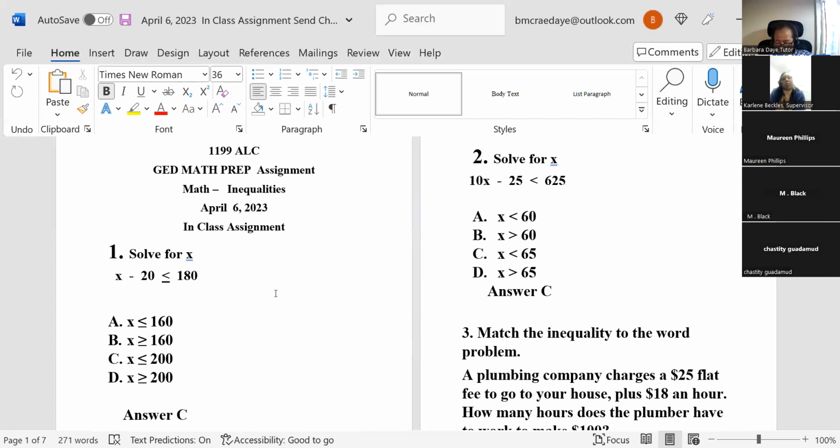Reverse the inequality, you say? Yes, reverse the inequality symbol. Like this is a less than, it stays a less than. That's why it's C.